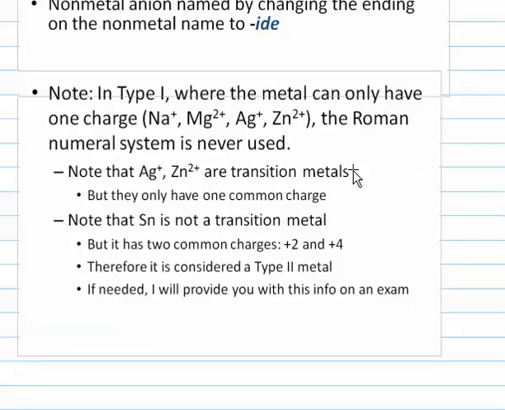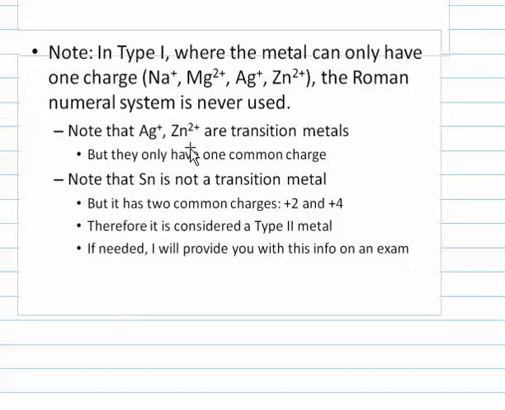Now, as a side note, type 1 metals are typically our main group metals, but there are also a couple of very common examples, such as silver and zinc, that fall into this category. Silver and zinc are both transition metals, but they have only one possible charge, so they fall under the type 1 rules. Tin and lead are not transition metals, but they have more than one possible charge. We can have a tin with a +2 charge and also a tin with a +4 charge.